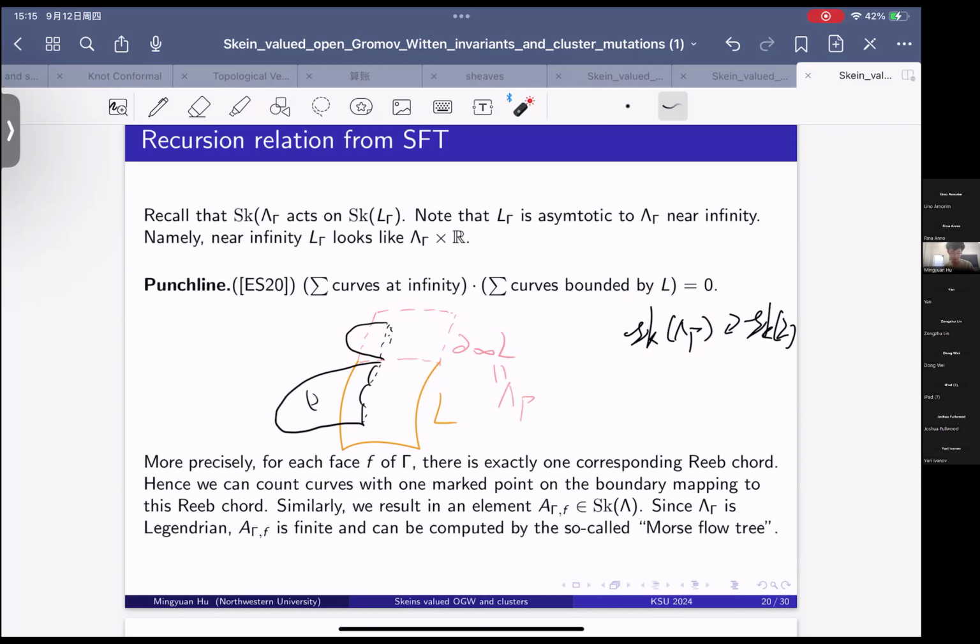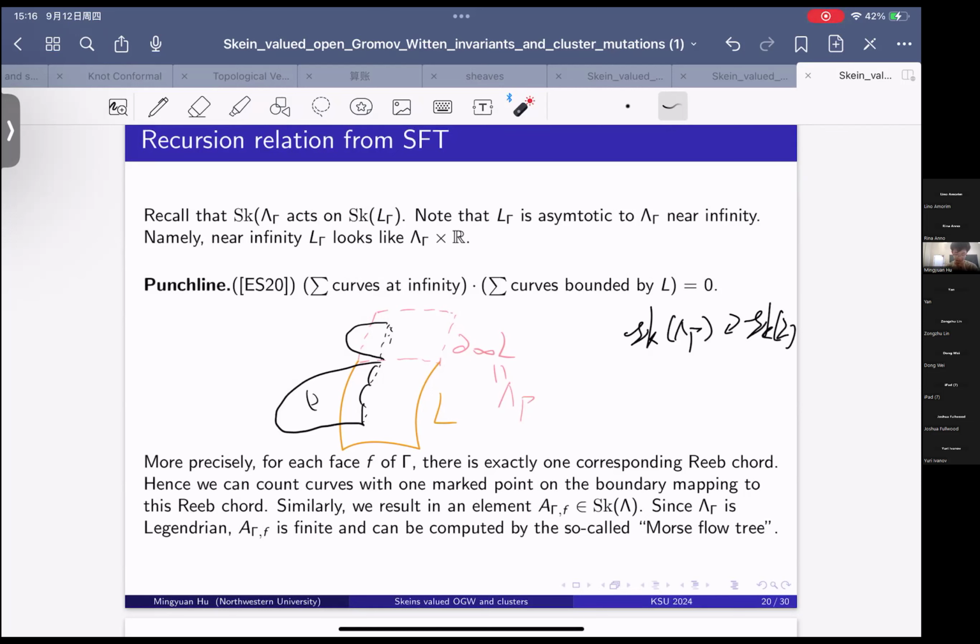Yeah, I'm a bit confused. Is your lambda 2-dimensional or what? Yeah, lambda is 2-dimensional. In this notation, when you define it, you consider this product with the interval, and you ignore that lambda is a boundary of some Lagrangian. Okay, all right. But it's the same, because near infinity this is like lambda times R, right? Because it's cylindrical, near infinity this L is a surface times R.